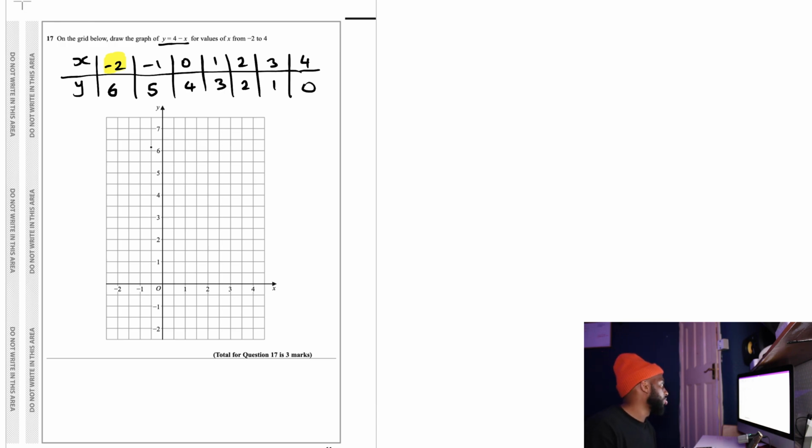Now we have all our values, we are able to plot the coordinates. So the first coordinate would be -2, 6. So we go -2 on the x-axis and up to 6 on the y-axis. Then we go to -2 on the x-axis and up to 5, because that's our coordinate. And the same for the rest. And then when we've marked all of these points, we need to get our ruler and draw a straight line through them. So we'll get our ruler and just draw a straight line. And that's the question finished.